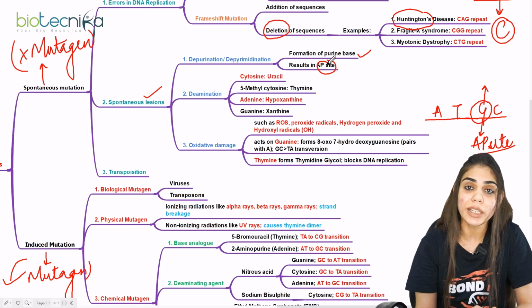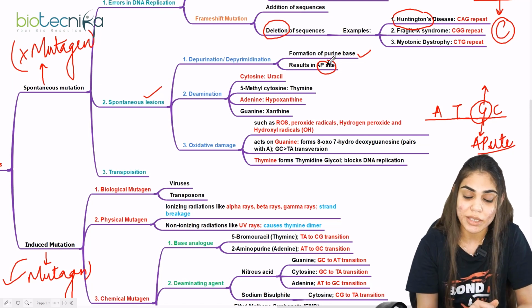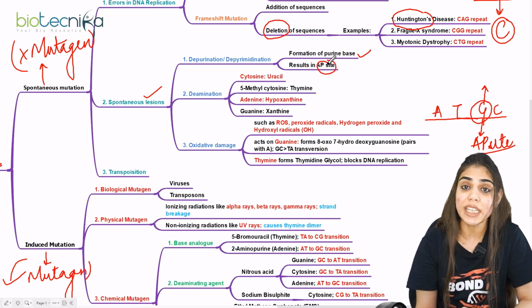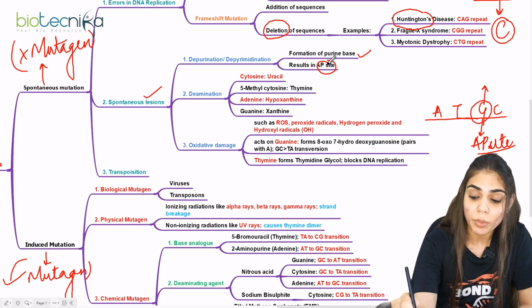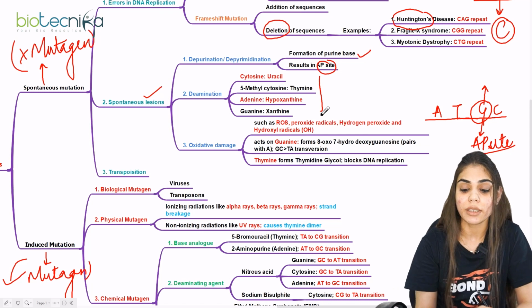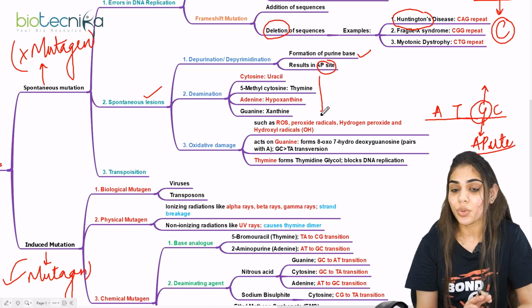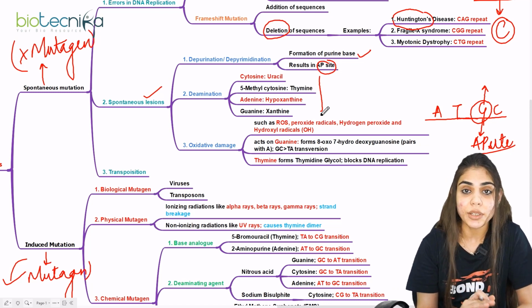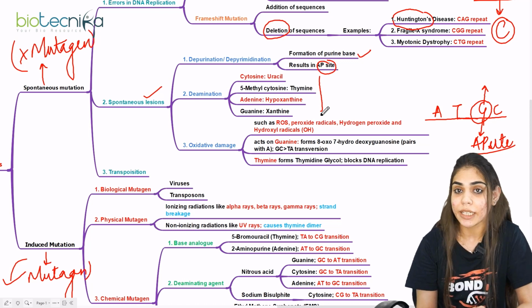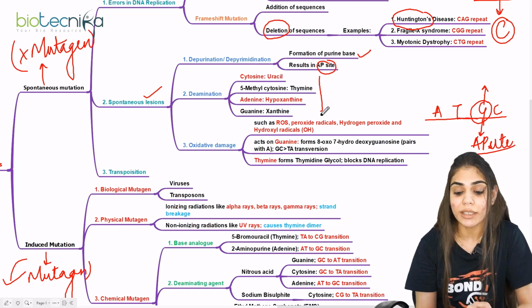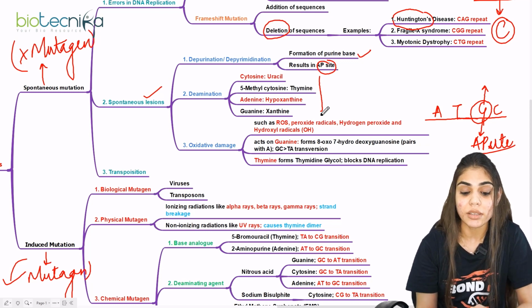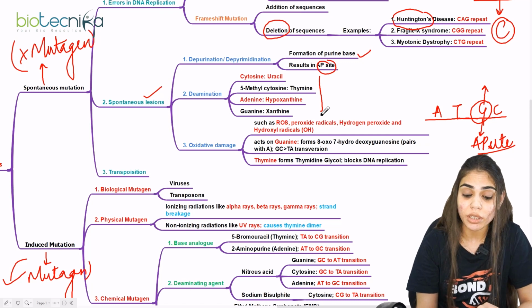So let's see the deamination profile of all these bases. Cytosine, when deaminated, will form uracil. Very important, these points are very specific and important. Cytosine deamination leads to uracil. If 5-methylcytosine is deaminated, it leads to the formation of thymine. Adenine deamination leads to hypoxanthine, and guanine deamination leads to xanthine. So this is about the deamination event.